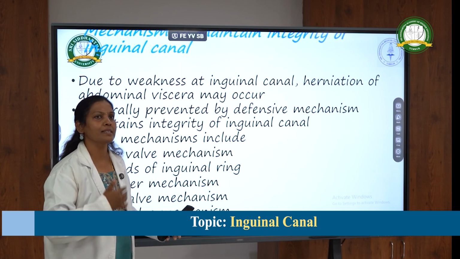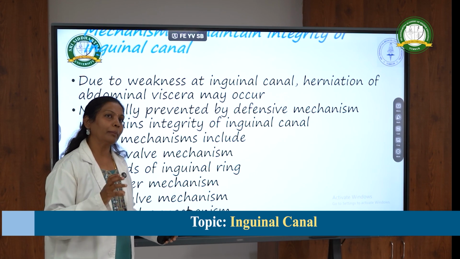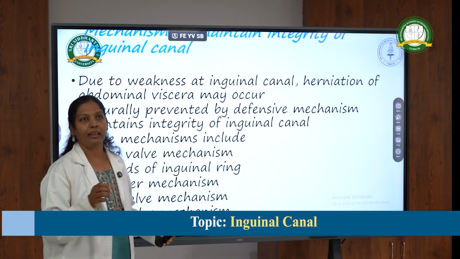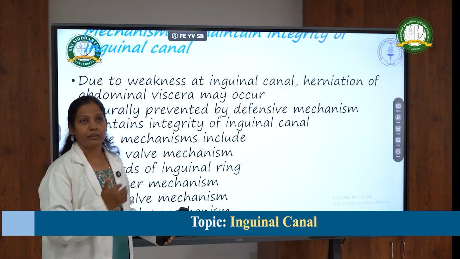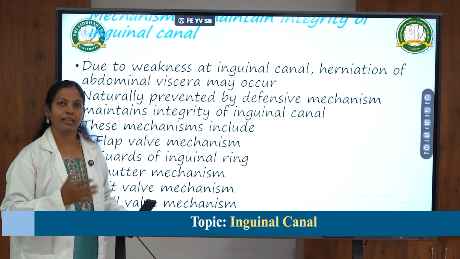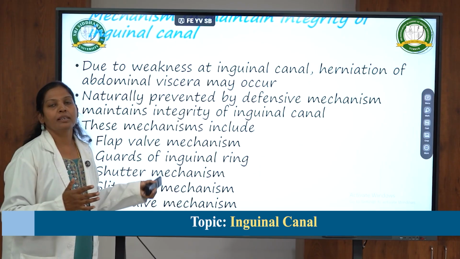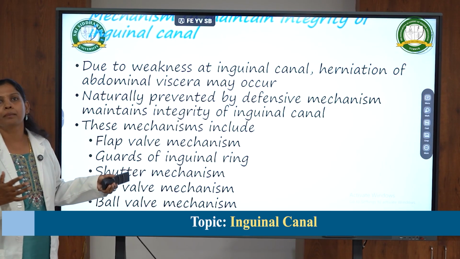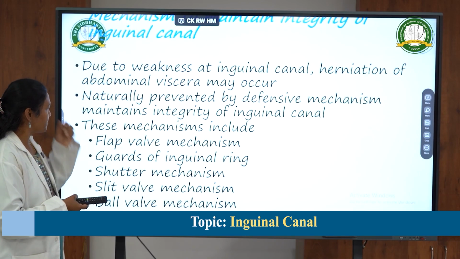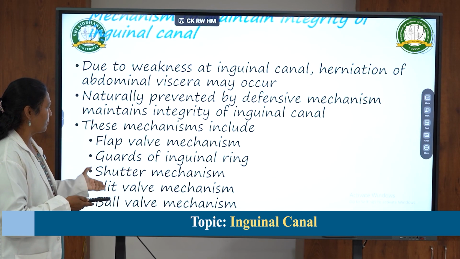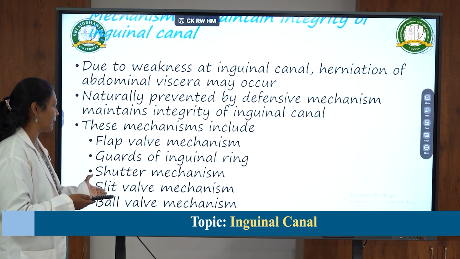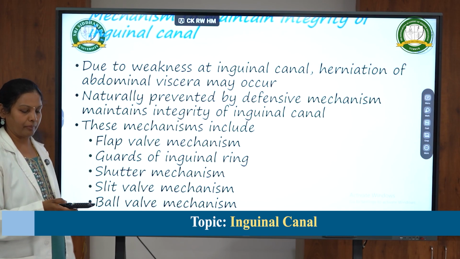So whenever there is increased intra-abdominal pressure, abdominal contents can pouch out, okay, they can protrude through this deep inguinal ring and they can enter the inguinal canal. So that is called as the inguinal hernia, okay. But this inguinal hernia does not occur. Why? Because there are certain natural defense mechanisms which prevent the occurrence of the inguinal hernia, okay. So what are these mechanisms? They are flap valve mechanism, okay, guards of inguinal ring, shutter mechanism, slit valve mechanism, and ball valve mechanism. We'll see one by one.